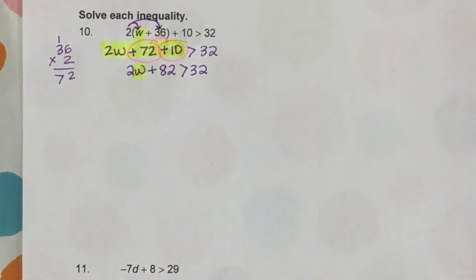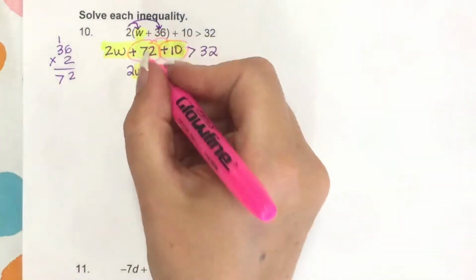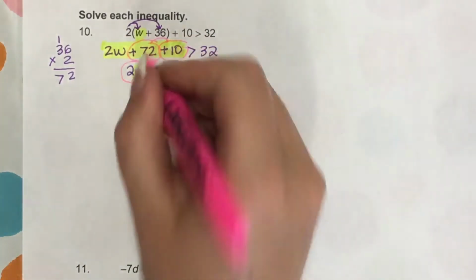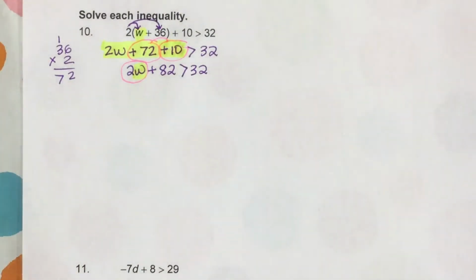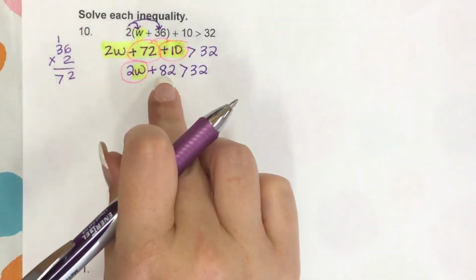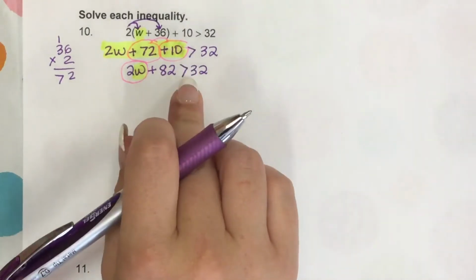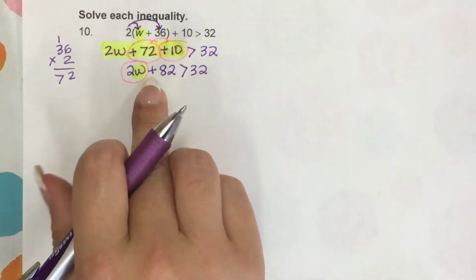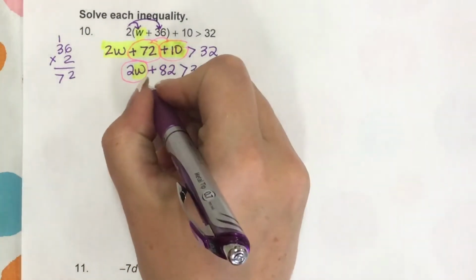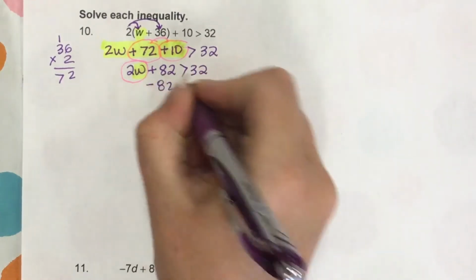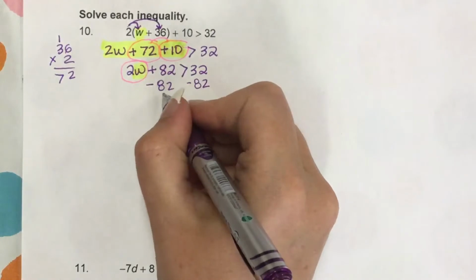Now I have a regular two-step, which means I have to keep this 2W together until the very, very end. All right, which means I have to get rid of this plus 82. So I have to do the inverse operation of addition, which would be subtraction. So I'm going to subtract 82 from both sides. Okay, this positive 82 and that negative 82 cancel each other out.